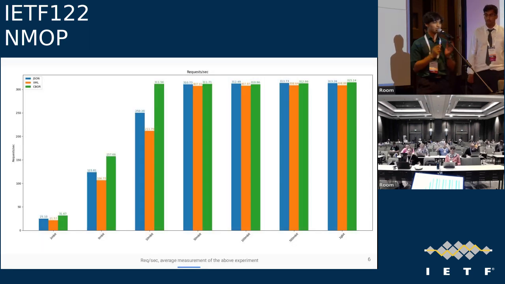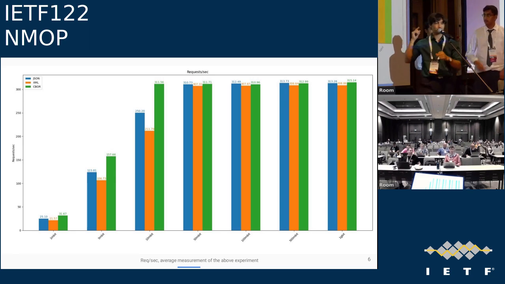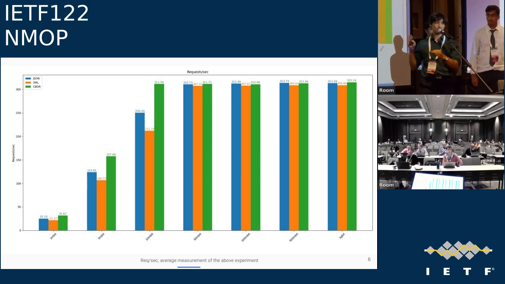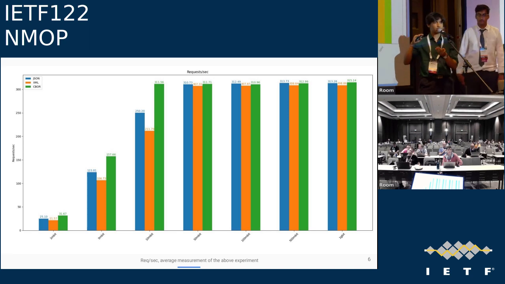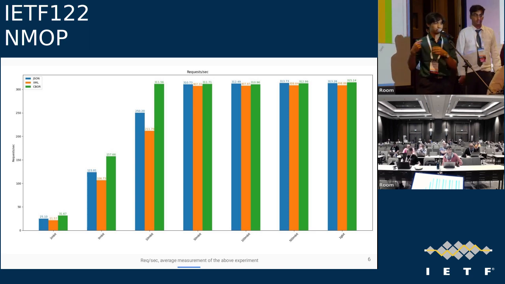So the results we obtained are like this. The green color represents CBOR, orange for XML, and blue for JSON. Here we can see that at lower bandwidths, when the network would be the limitation, CBOR gives higher throughput than JSON, and JSON gives higher throughput than XML, which is expected because CBOR is more concise than JSON, and JSON is more concise than XML.